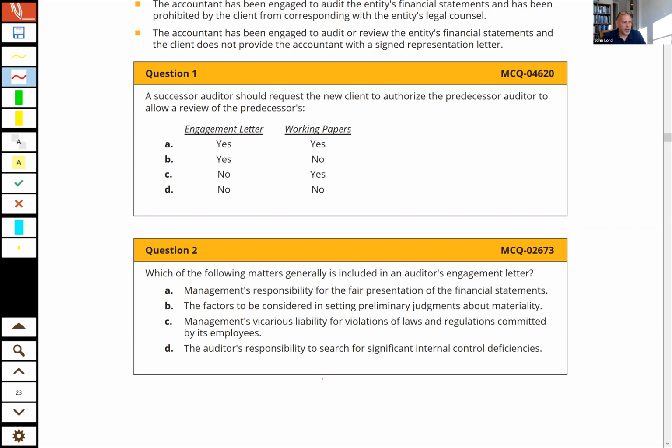But I would say it's sort of professional practice to let the successor look at the work papers. So I think it would be unusual, but I don't want to say it's never happened.